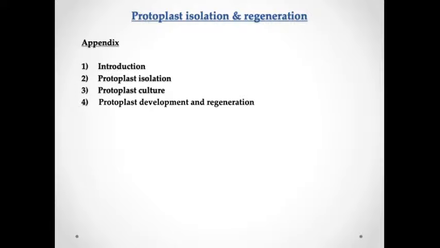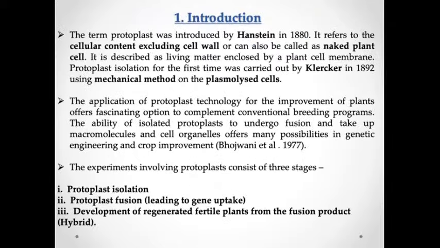So mainly we deal with the introduction, isolation, its culture, its development, and regeneration of the protoplast. The term protoplast was first given by Hanstein in 1880. It refers to the cell excluding the cell wall, or can be called a naked cell. It was first isolated by Klercker in 1892 using a mechanical method on plasmolyzed cells.